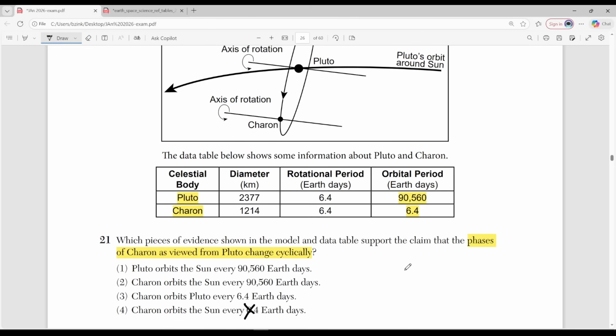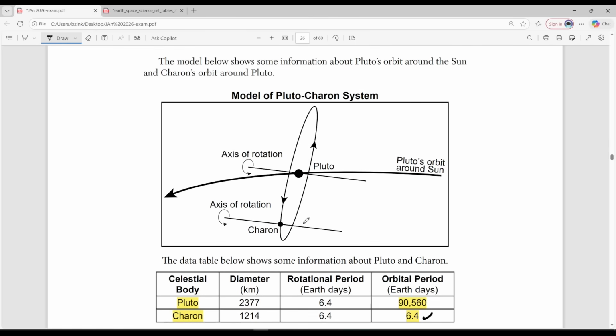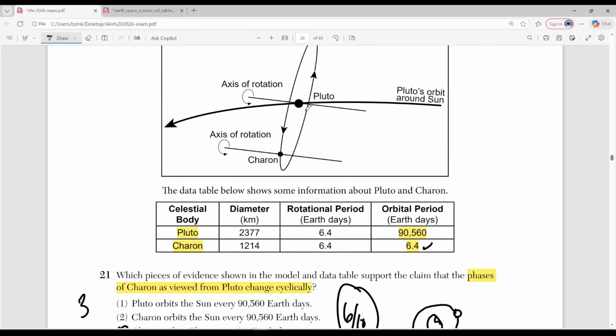That's definitely not true. So if you think of the moon, right, if this is the Earth and the moon goes around the Earth, that's what caused the phases of the moon. So if we want the phases of Charon, we want Charon to go around Pluto. And that takes 6.4 Earth days, which is actually really fast. Charon orbits Pluto every 6.4 Earth days. That was a little tricky, I'm not going to lie. I'm going to say this is a 6 out of 10 question. It's a little tricky, and this diagram is tricky.